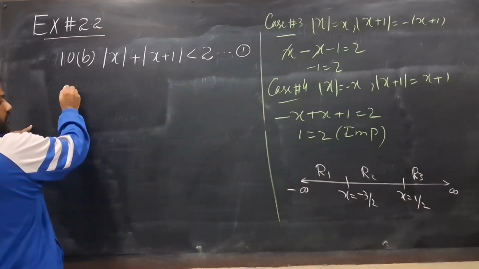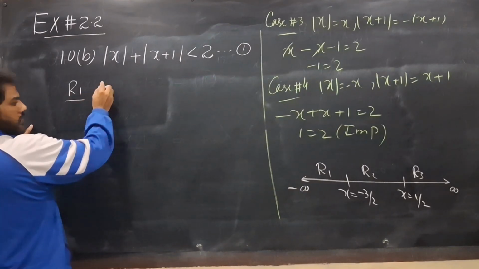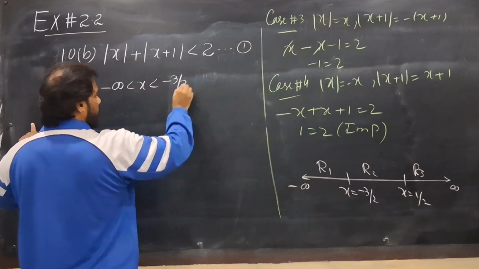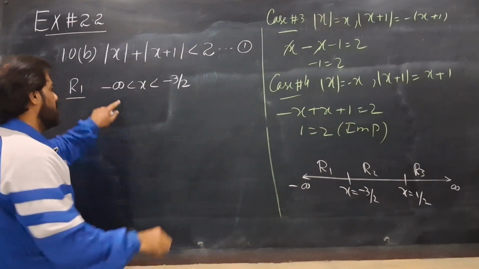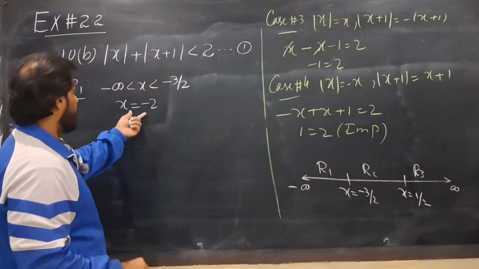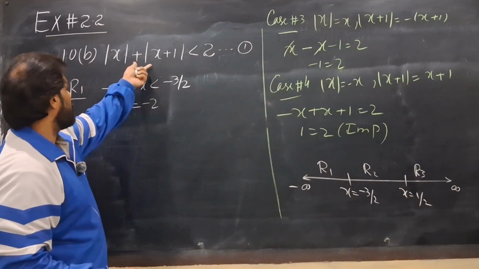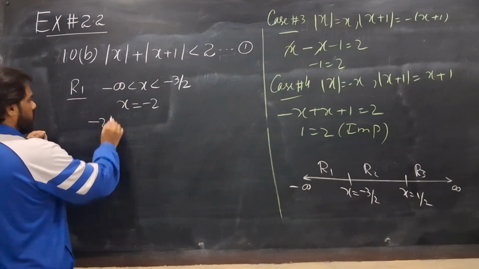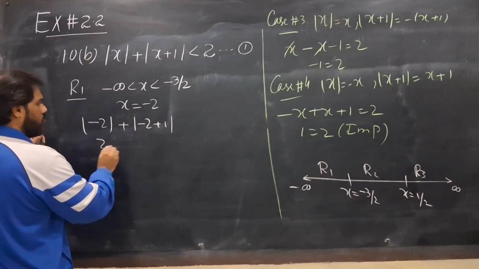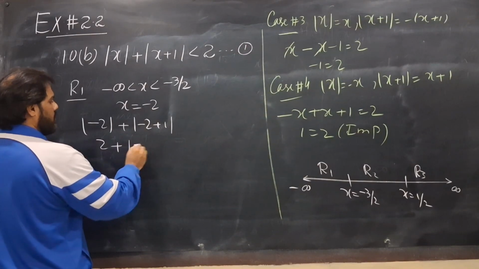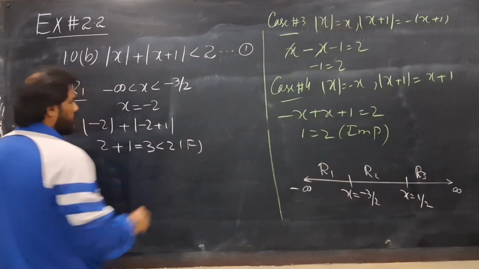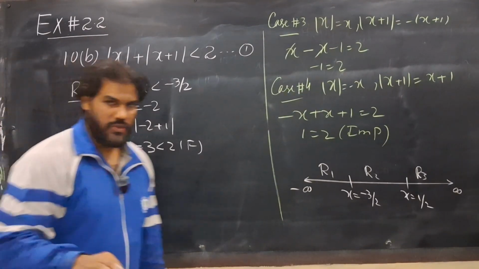For region 1, minus infinity less than x, x less than minus 3 by 2. Take x equal to minus 2. Minus 2 lies in this region. Put x equal to minus 2 in the given inequality. This becomes absolute of minus 2 plus absolute of minus 2 plus 1. This is equal to 2 and this is equal to 1, that is 3. Is 3 less than 2? No, this is false. So region 1 does not satisfy the given inequality.